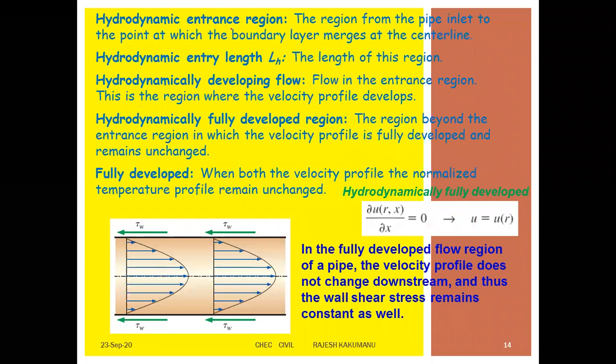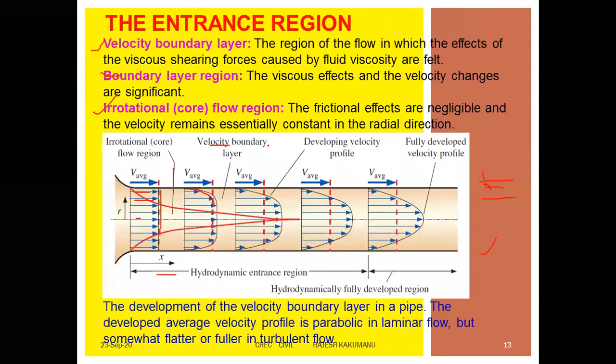Next, the hydrodynamic entrance region is the region from the pipe inlet to the point at which the boundary layer merges at the center line. The hydrodynamic entrance length LH is the length of this region. So the hydrodynamic entrance region is nothing but the entry length LH. Next, hydrodynamically developing flow: the flow in the entrance region, the region where the velocity profile develops. From where the development starts, at this point it is slowly converting. From this point to this point, it is slowly developing the shape of the water.